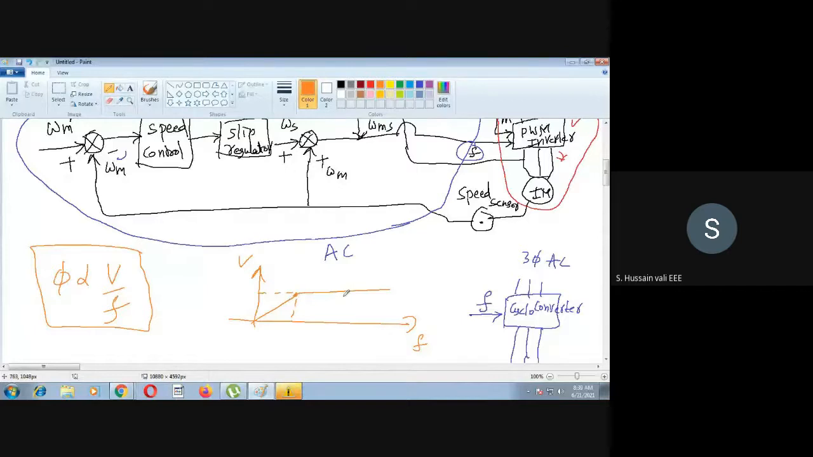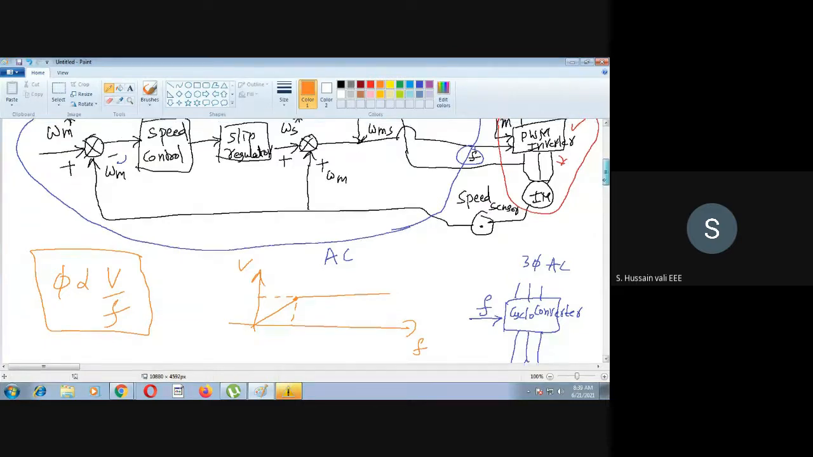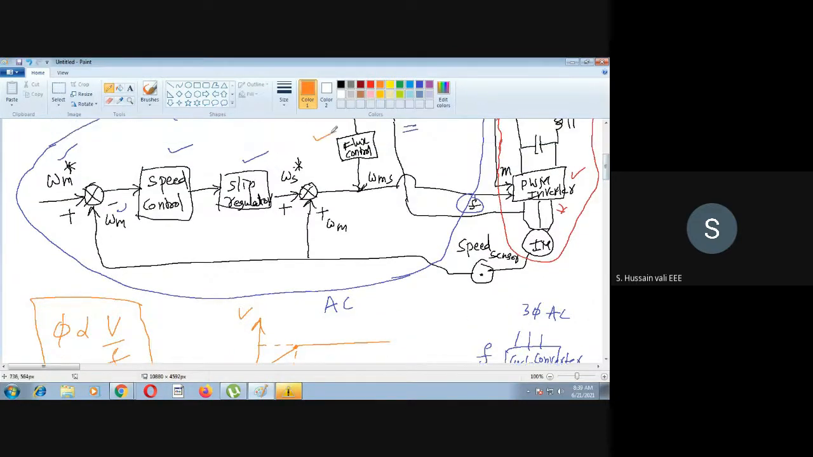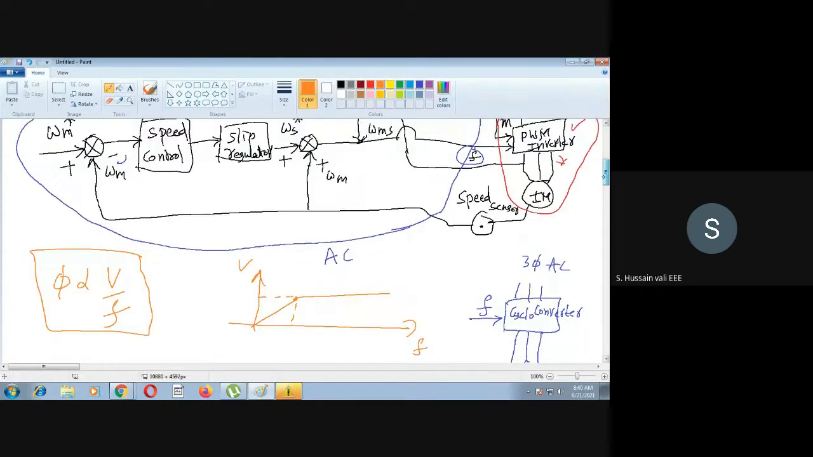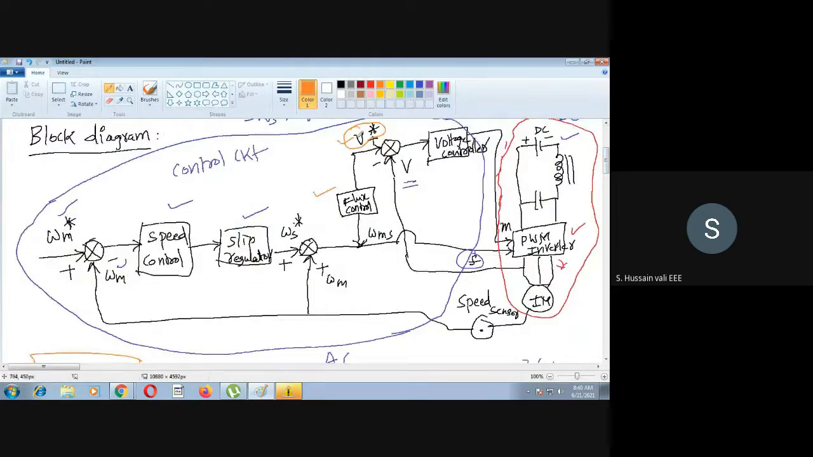But beyond that, even though you increase the frequency, you maintain the voltage constant. This logic is given in this flux control box: when you have to keep the voltage constant and when you have to change it proportionally. Based upon that it generates the voltage.